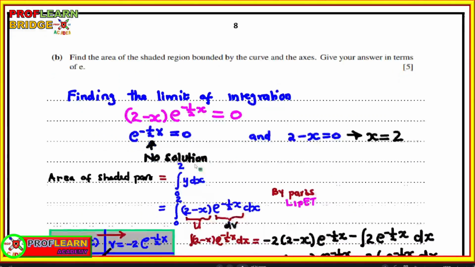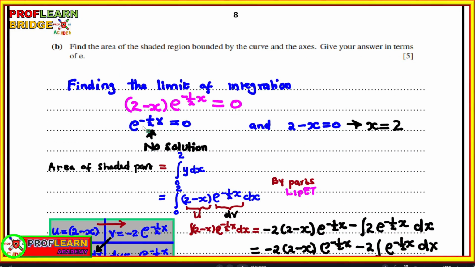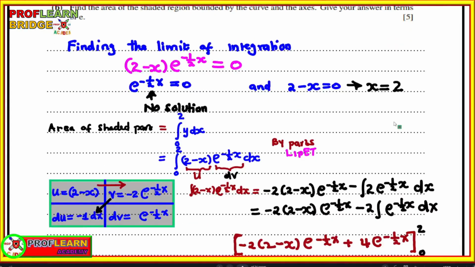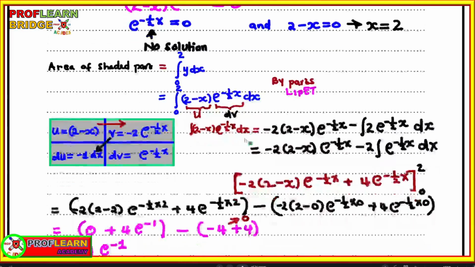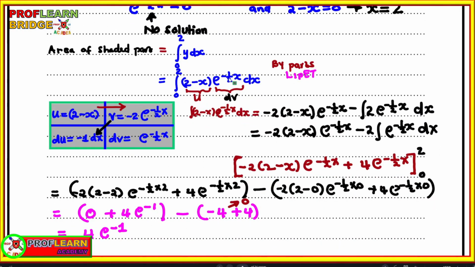Then if you equate it to 0, remember e to negative a half x equals 0 has no solution. So the factor that is going to give us a solution is this. And you can see if you take x on this side, we're going to have 2 as the limit of our integration. So the area of the shaded part is usually given by integrating y dx within the given region. And because we're integrating this, we're going to integrate by parts, because these are two functions multiplied together.